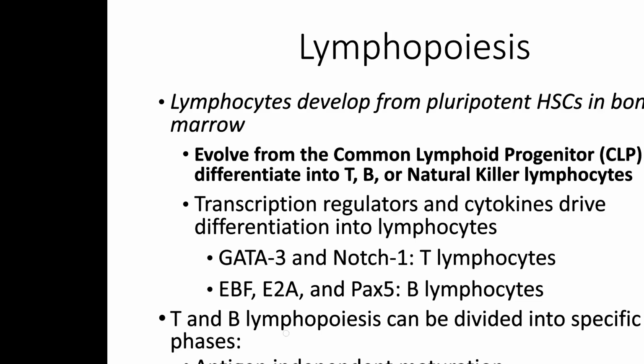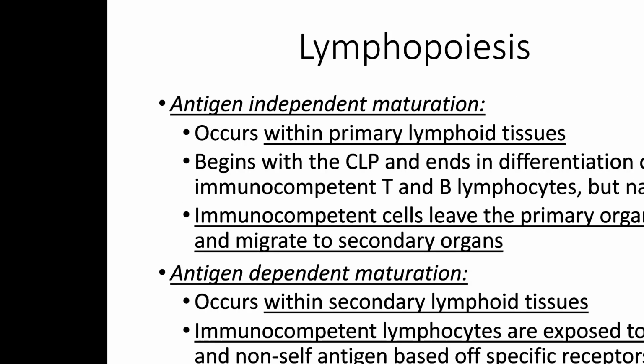T and B lymphopoiesis can be divided into two different phases. First is the antigen independent maturation process, and next is the antigen dependent maturation process. Antigen independent just means that they do not require antigen presentation at this stage. This occurs within your primary lymphoid tissues.